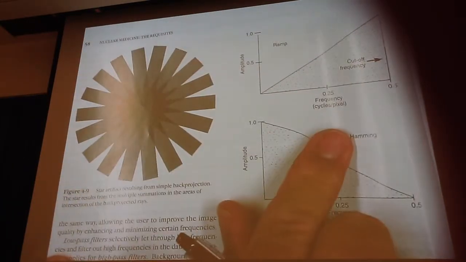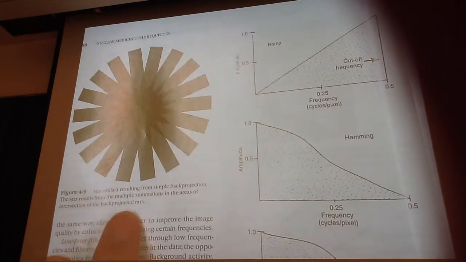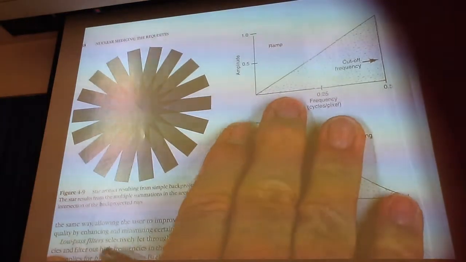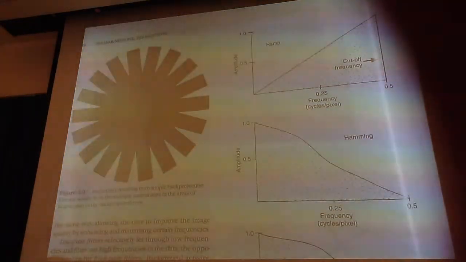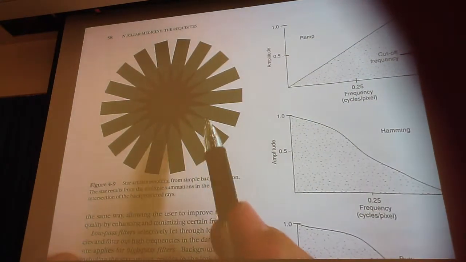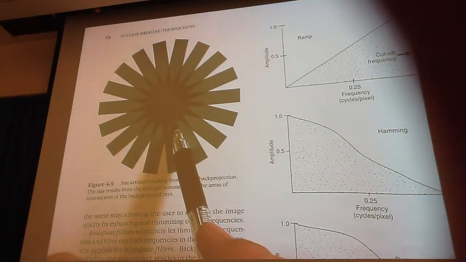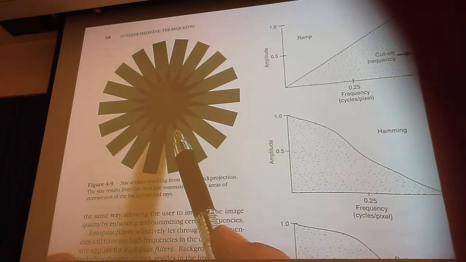This is on page 58. So this is the star artifact that they talk about, that's primarily only associated with, is that better? So mainly associated with back projection. In order to eliminate that, we apply a filter.